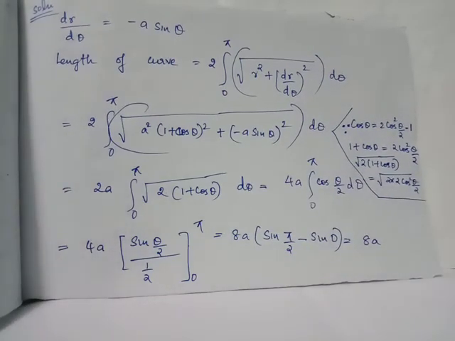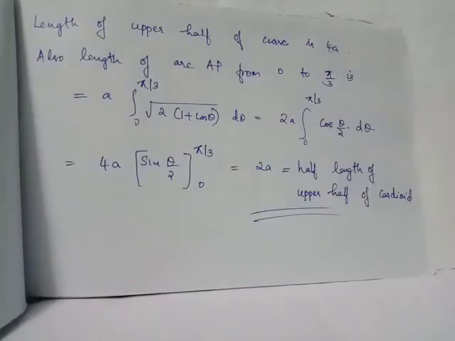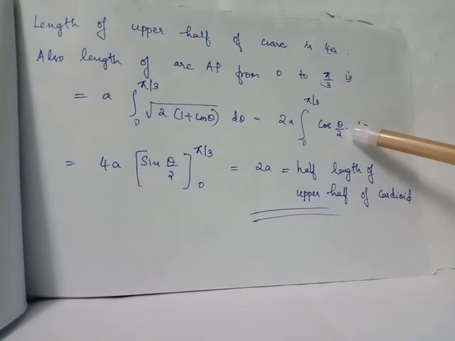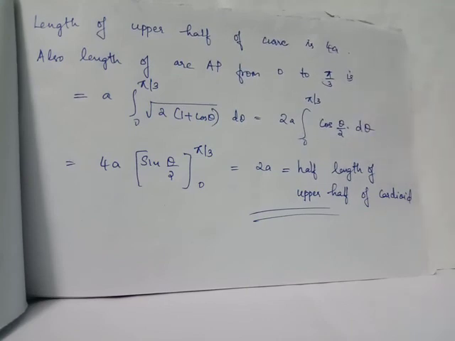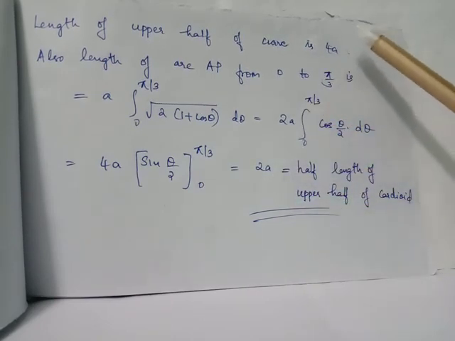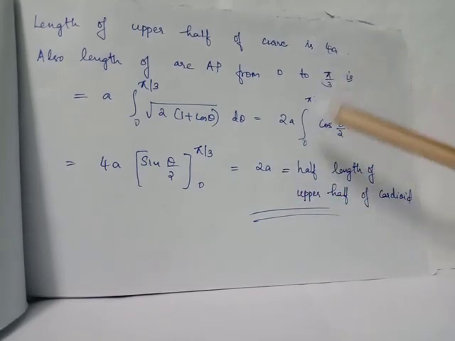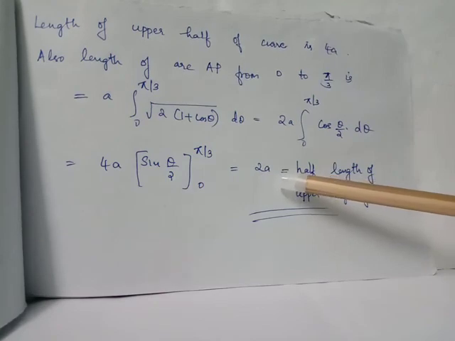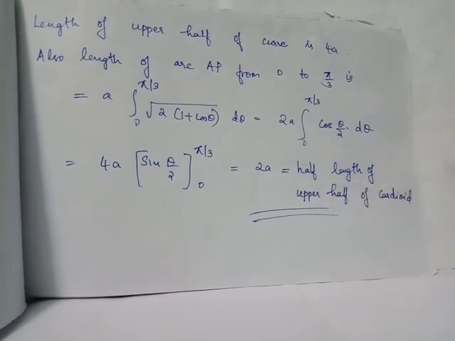So our answer for the length of the curve AP will be a into integral of root of 2 into 1 plus cos theta, and the upper and lower limits will be 0 to pi by 3 for the arc AP. We follow the same steps and the reduced format will be cos theta by 2, which is to be integrated using the upper and lower limit 0 to pi by 3, and we get the answer as 2a. The length of the upper curve of the cardioid obtained was 4a, and now the arc length of AP is 2a, which is actually half the length of the upper half of the cardioid. Hence we can conclude the proof.